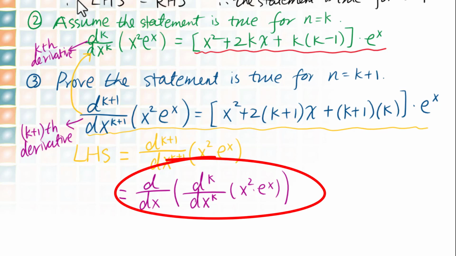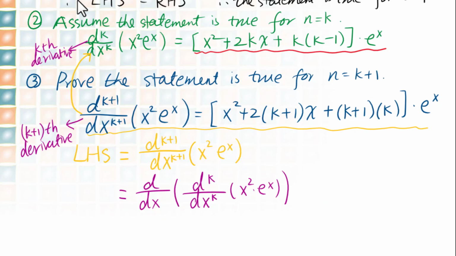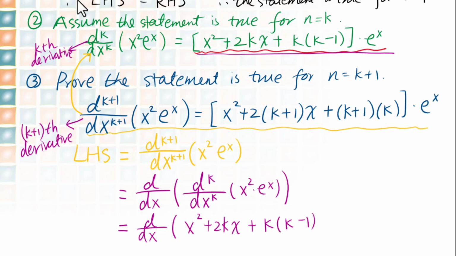So we can write down d dx of the kth derivative of x squared times e to the x power. That is the k plus 1th derivative of x squared e to the x power. Then we will do the substitution here. Since the kth derivative of x squared e to the x power equals this, we have d dx of x squared plus 2kx plus k times k minus 1, times e to the x power.